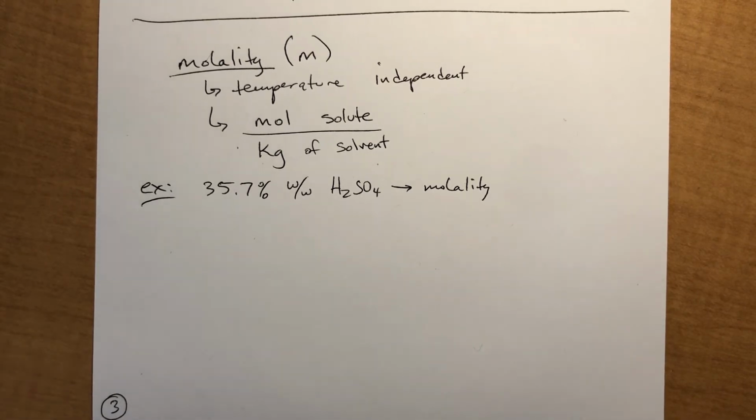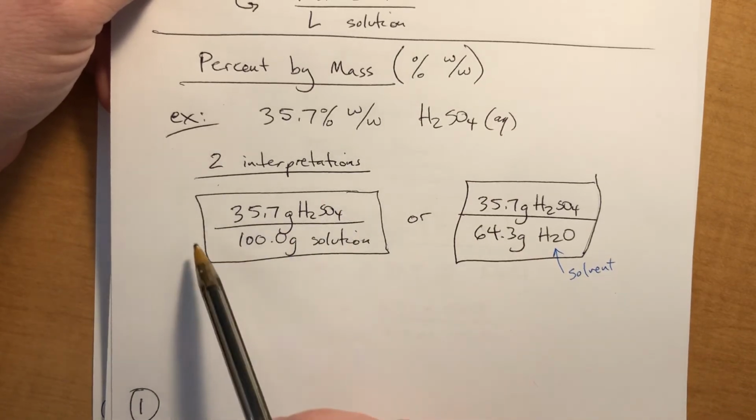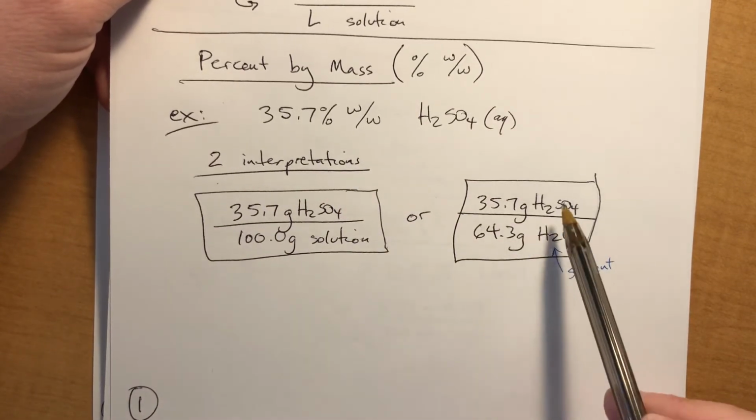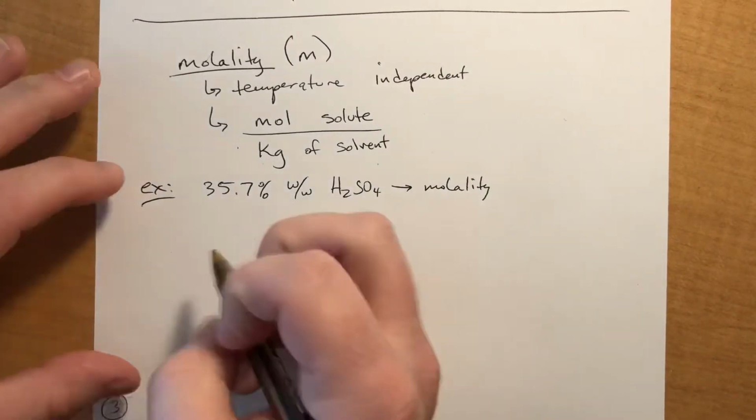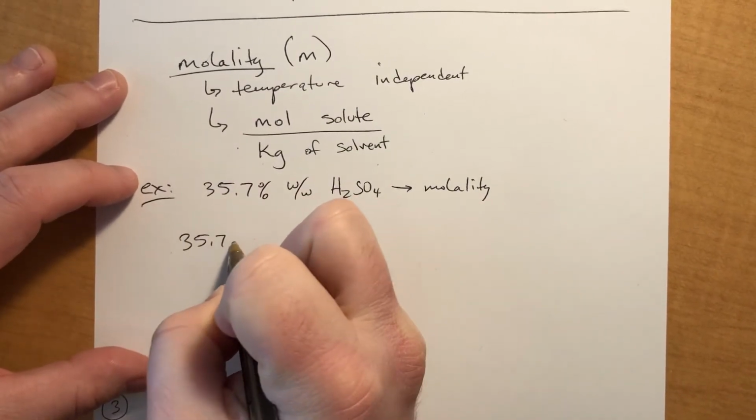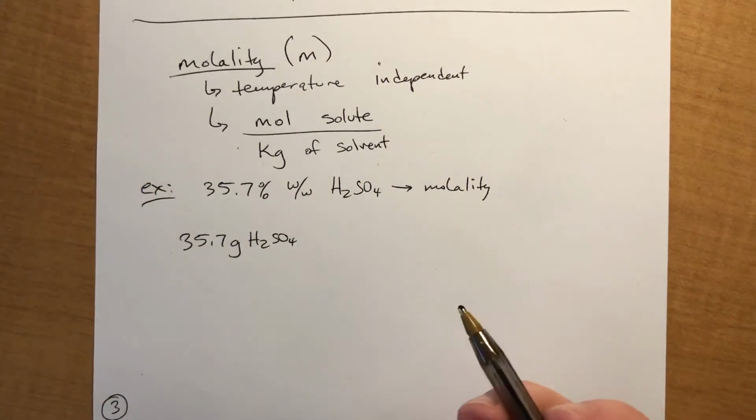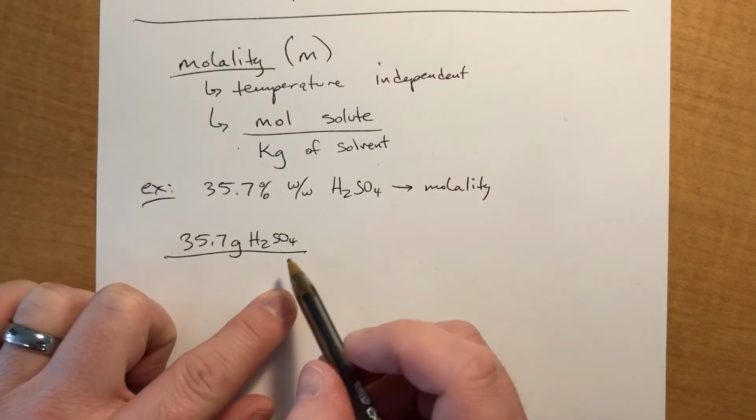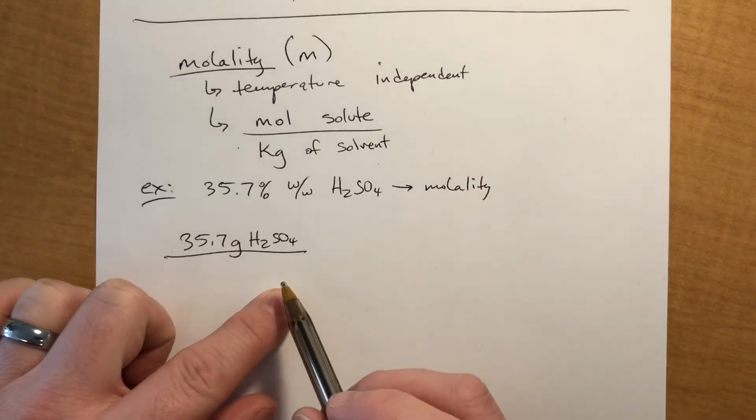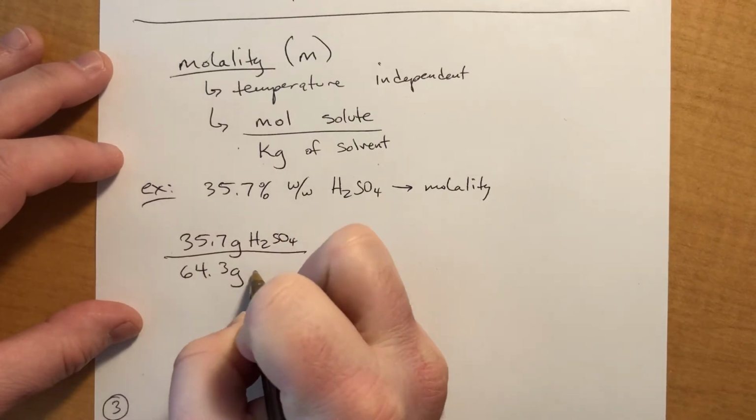So we said that for percent by mass, there are two ways to interpret this. This one is useful for molarity. This one is useful for molality. The way to think through this is if we had 100 grams of this, that would be 35.7 grams of H2SO4. Nothing too weird, exactly what you'd think. If we had 100 grams of solution, we could figure out how much of that is the solvent, which is what we care about this time. So you take 100 minus this, and you would get 64.3 grams of H2O.